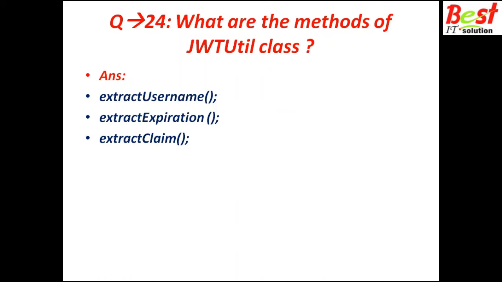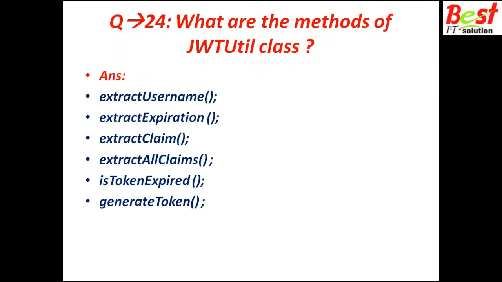Extract expiration, we can get the expiration time of the token. Extract claim, we can also find that claim. Extract all claims. Is token expired? If the token is valid or expired, we can check with the help of the is token expired method. Generate token is also found in the JWT util class.